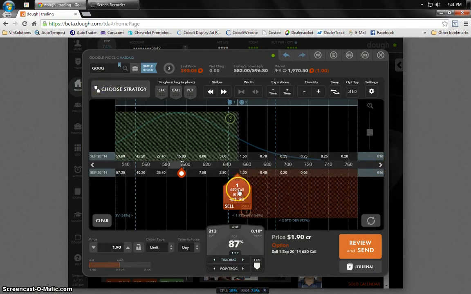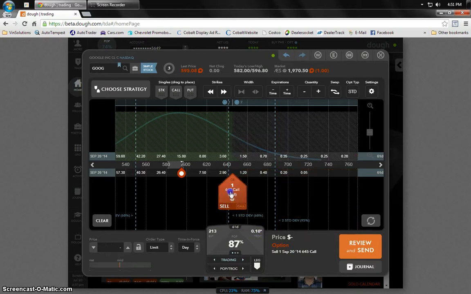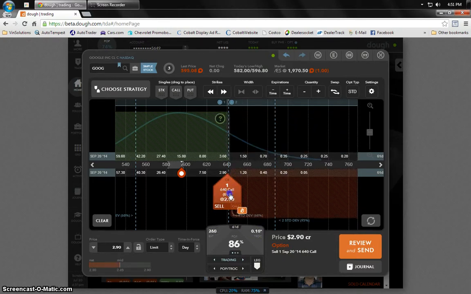Now here's Google. So look, it's a little bit past this blue line. See this one standard deviation line? You want to move it in as close as you can, right around there.